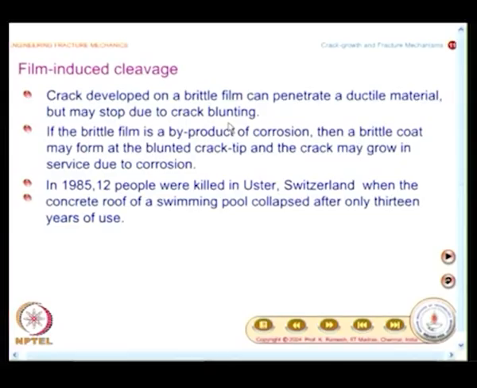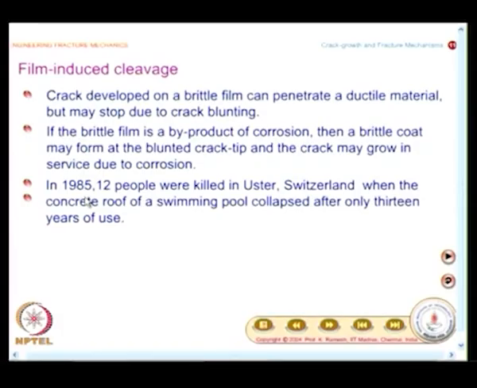And you know, many protective coatings you put to prevent corrosive environment. The protective coatings are in general brittle, and cracks start from the surface and penetrate it. And what happens? Once you have a crack, you can have a brittle film formed. If the brittle film is a byproduct of corrosion, then a brittle coat may form at the blunted crack tip, and the crack may grow in service due to corrosion.